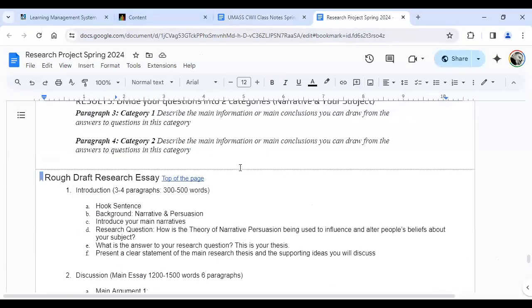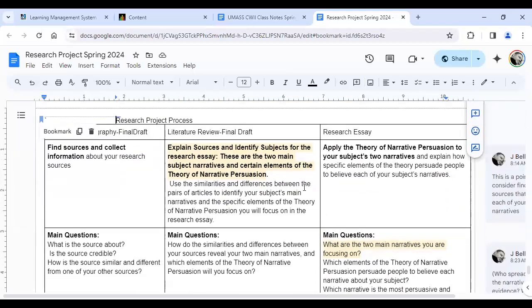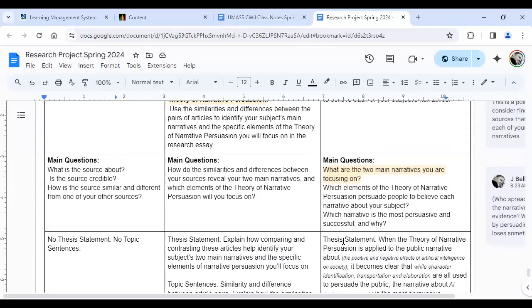And then at the end, you know how you're comparing research articles. Also, a pair of research articles. That one, you just decide which elements you're going to focus on from that list.